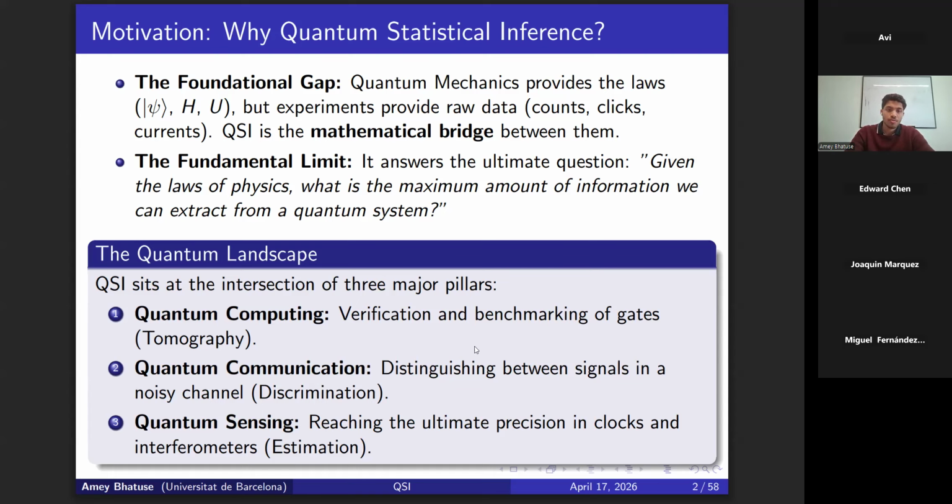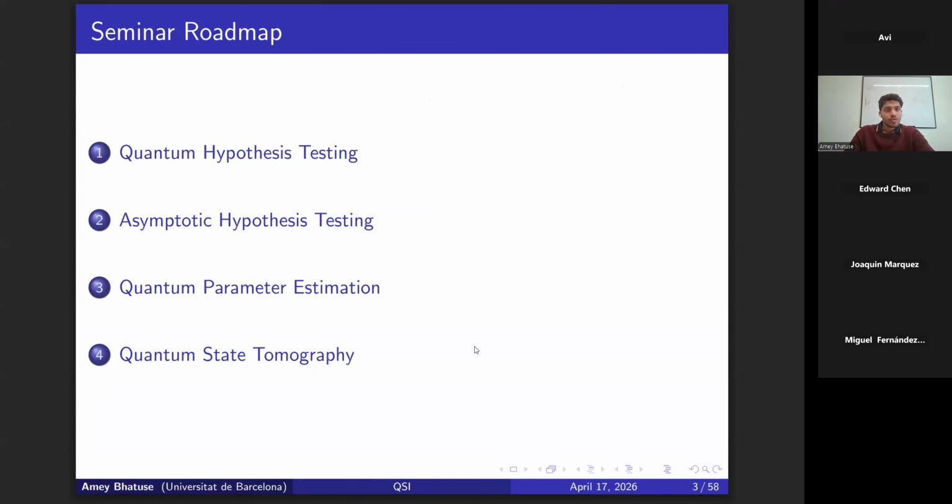And then there's another pillar, which is quantum sensing, where we are asking what is the ultimate precision we can reach in measuring a parameter for an experiment. So this is where QSI sits in the whole quantum landscape. Let's move ahead. This is the roadmap that we are going to take today in this seminar. There are four topics: quantum hypothesis testing, asymptotic hypothesis testing, quantum parameter estimation, and quantum state tomography.